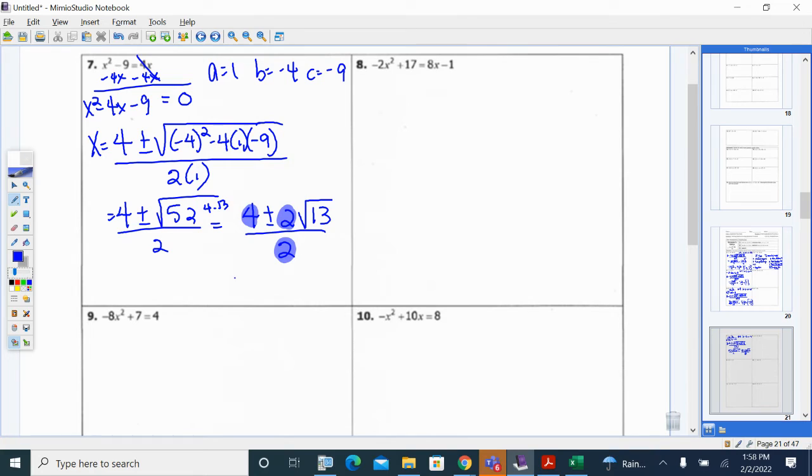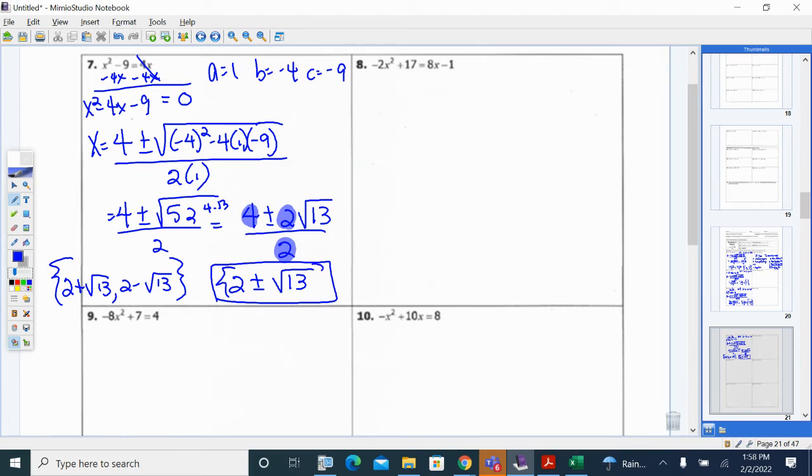4 divided by 2 is 2, plus or minus 2 divided by 2 is 1. I'm not going to put the 1 in front of my radical. And then in the denominator, 2 divided by 2 is also a 1. So basically my denominator goes away. And there are your 2 solutions. Now you might see these written 2 plus radical 13 and 2 minus radical 13. But those are your solutions. Okay? Again, there is a radical in the answer because you have irrational solutions. Let's jump down to number 11.